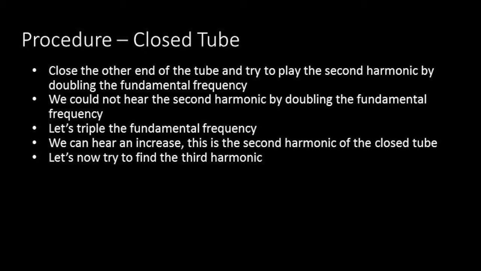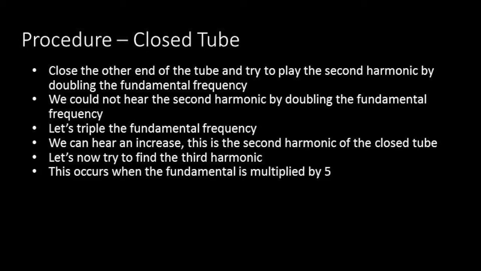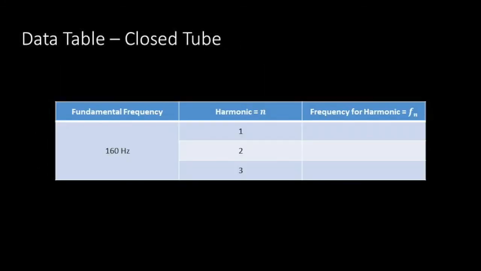Now let's try to find the third harmonic. Well, this occurred when we multiplied the fundamental by 5. Now let's make the same data table we made with the open tube. My students found that the first harmonic frequency is the fundamental, 160 Hz. Then they found that the second harmonic frequency is 480 Hz, and the third was 800 Hz.